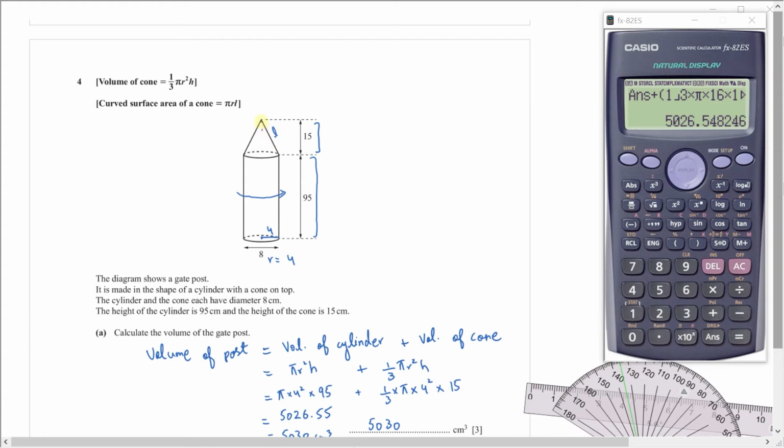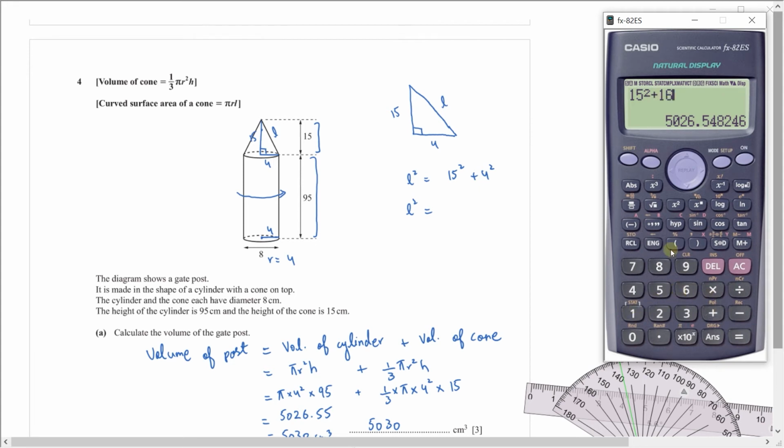We know that this perpendicular height is 15, so this side is 15. And we also know that this radius is 4. So this is a right angled triangle. So let me draw it here as well. A right angled triangle, this side 15, this side L, and this side 4. So I can use the Pythagoras theorem to calculate the value of L. So L square will be equal to 15 square plus 4 square.